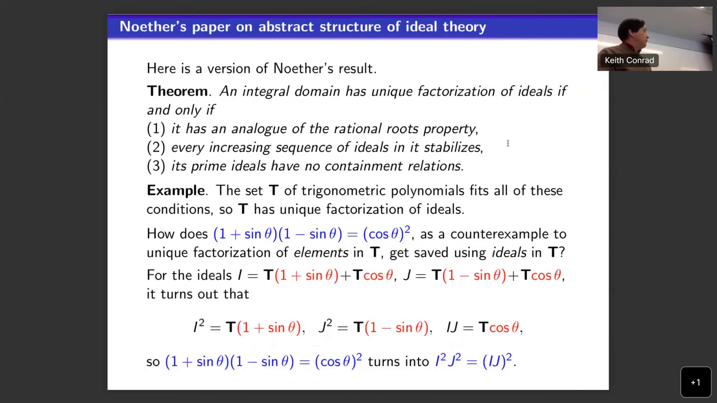So here's kind of a short version of one of her main results in this paper. When do you have unique factorization of ideals? She showed that it happens in an integral domain exactly when, first, you need an analog of that rational roots property. And then the other conditions were much more abstract. The second one: every chain of ideals, every increasing sequence of ideals, one contained in the next, must eventually stabilize. This is the Noetherian condition.